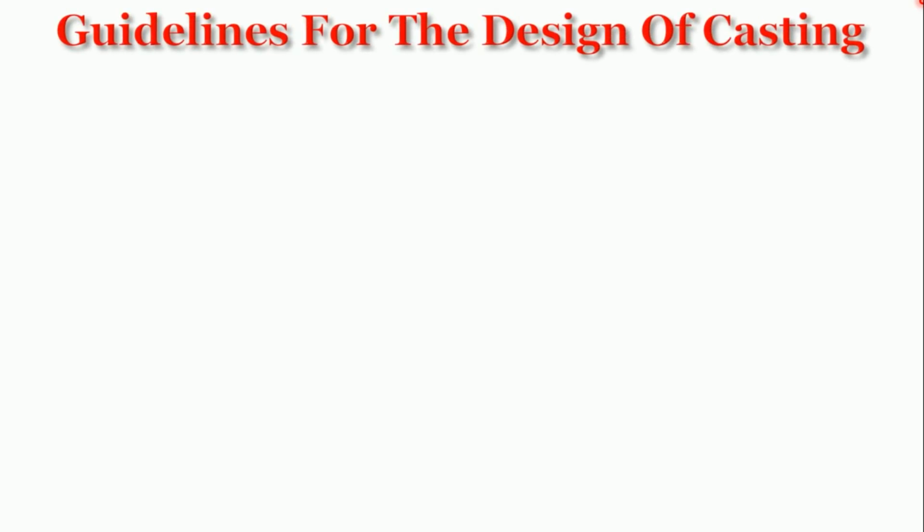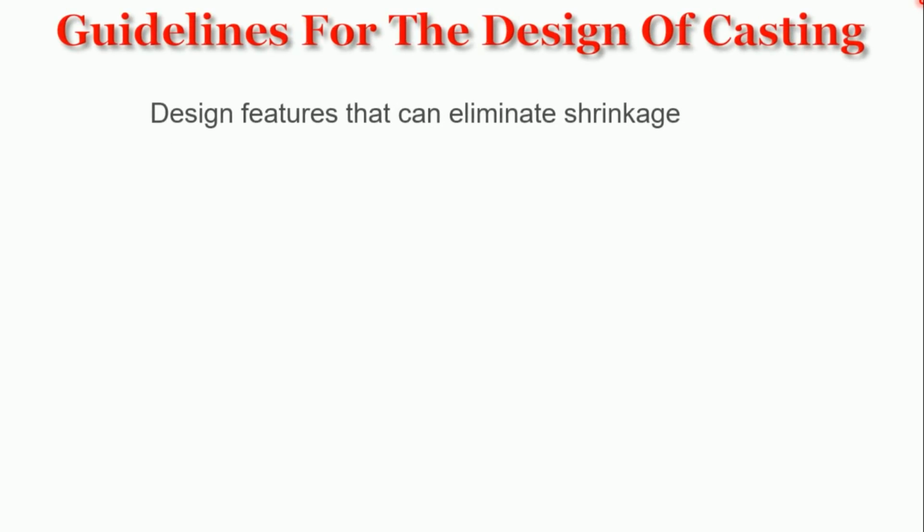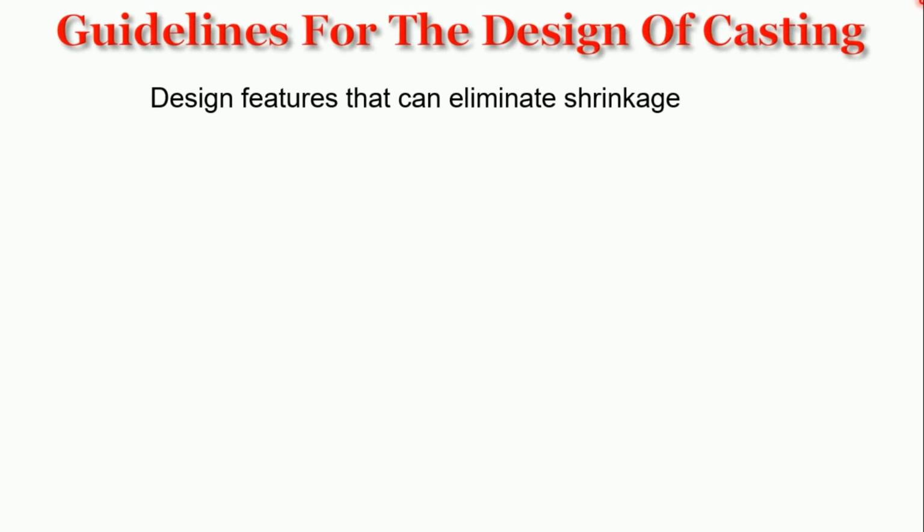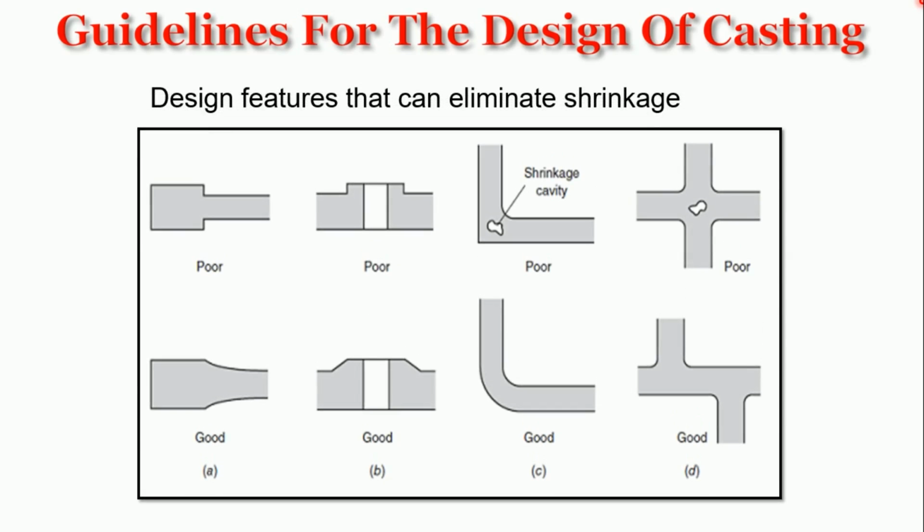Then, guidelines for the design of castings. Design features that can eliminate shrinkage. First, the transition between two sections of different thickness. The change in thickness should be gradual. These are poor designs, and these are good designs because the section thickness changes gradually.